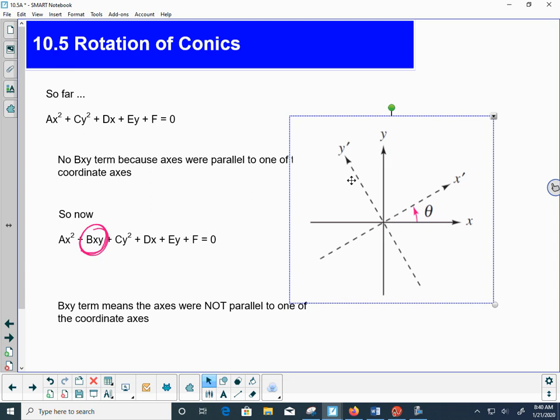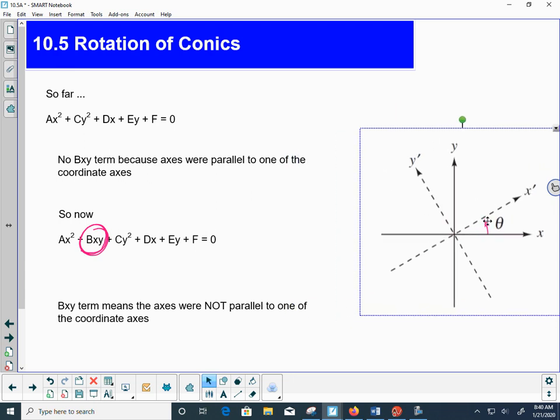It rotates. And so the first thing we're going to have to do is find the angle of rotation, and then we're going to learn how to graph the new conic on that new axis. Oh boy. Okay? It's not as bad as it sounds.